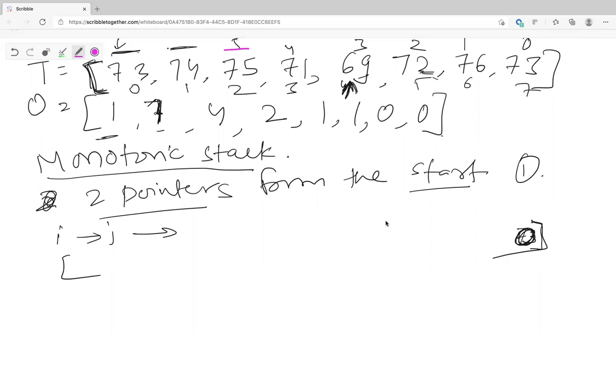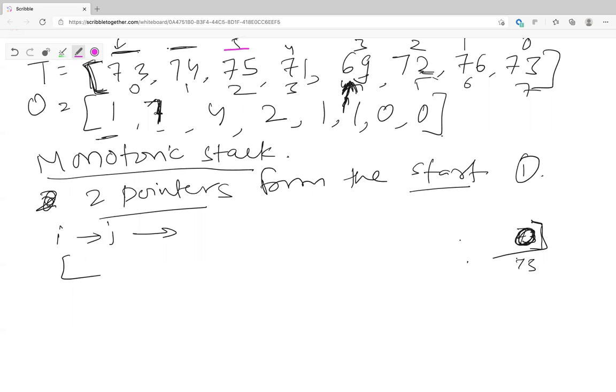So let's say you're at 69. I'm just telling what will happen in between. When I'm at 73, the index will still be 7, the same number. And when I'm at 76, my next number is actually smaller, so I will continue to hold that same index.